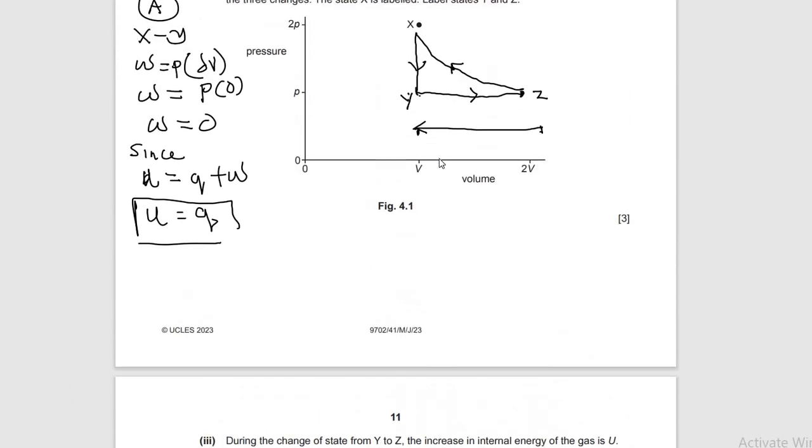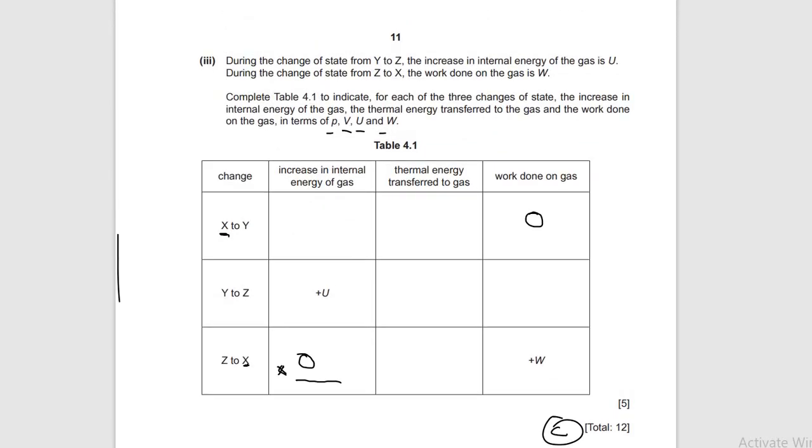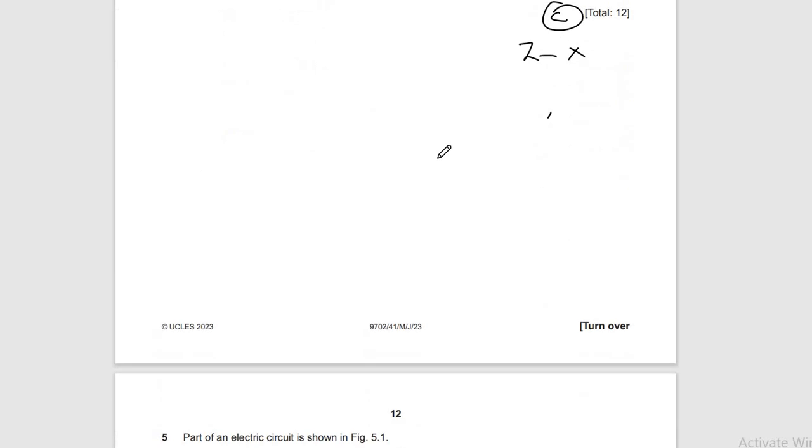Now, let me analyze Z to X here. Let me put it under, Z to X. Let me call it C. Remember that I want to prove this internal energy at Z to X as 0. What is the formula for internal energy anyway? It's calculated using 3/2 kT. I'm very sure you have done it before in your ideal gases. Internal energy is 3/2 kT.